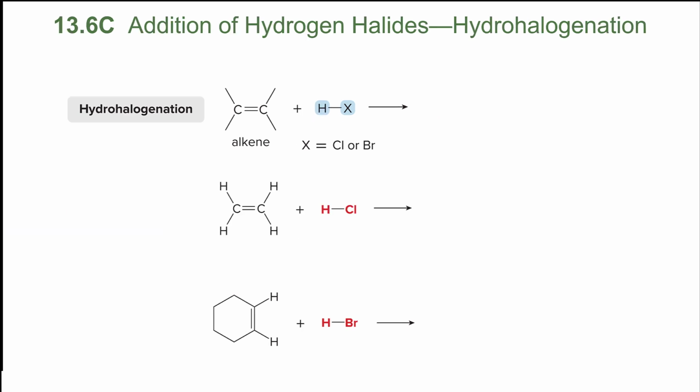If we add a hydrogen halide to a double bond, we're going to add a halogen to one carbon and the hydrogen to the other. So with ethene, we get H added to one side, Cl to the other if we add HCl. And with HBr, we add H and then Br. So this, if we were naming it, is chloroethane. And this is bromocyclohexane.